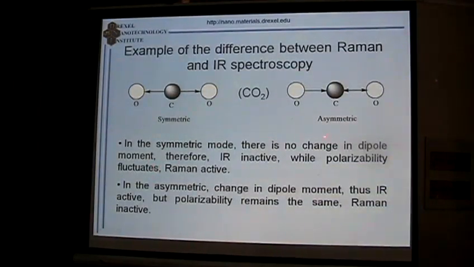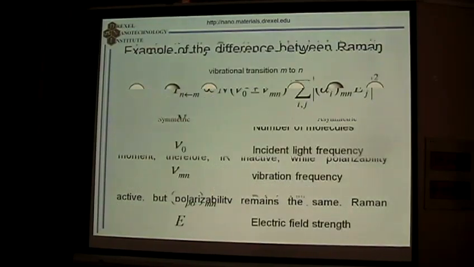Symmetric mode, no change in dipole moment. It will be IR inactive, but polarizability fluctuates, so it is Raman active. In asymmetric mode, you will have a change in dipole moment, so you will get an IR spectrum here.